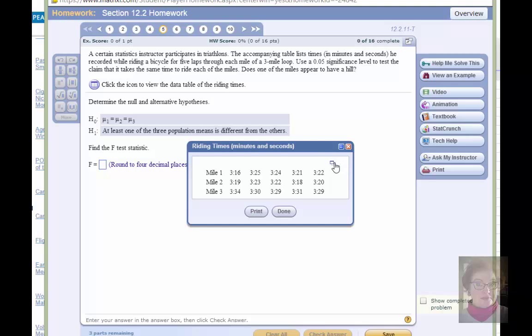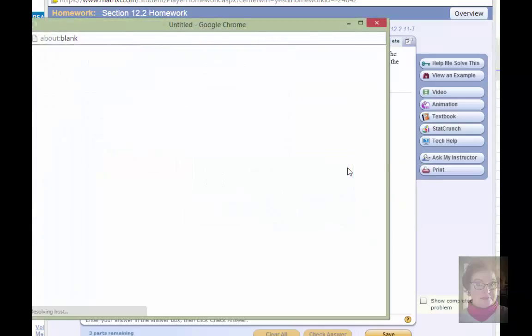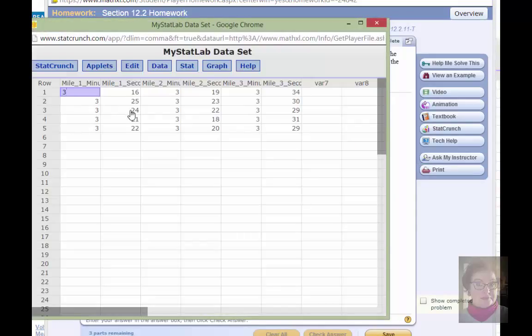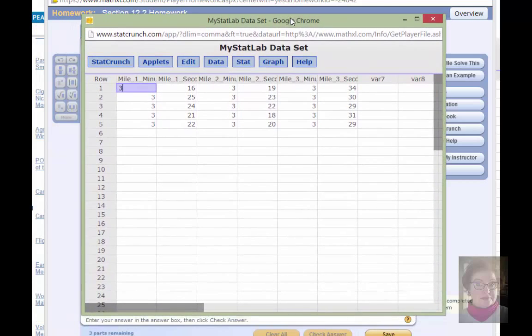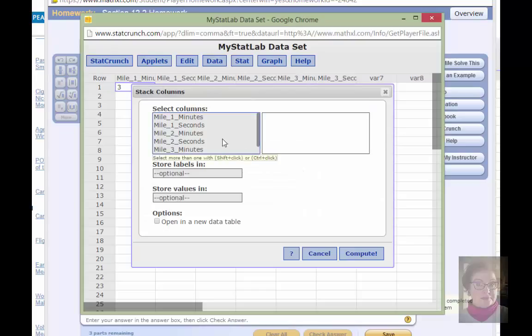So here we go, and I want to open this in StatCrunch, and this is a crazy one because they do the table stupidly. So let's look at this. This is the minute and this is the seconds, and to be honest with you, I think this is really dumb, but let's try it and see what we come up with. I want to do something with the data. I want to stack it. So I want to go to Range, Stack, and let's just do the seconds columns.